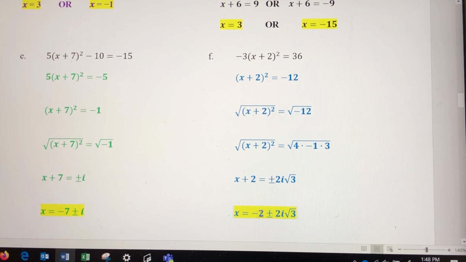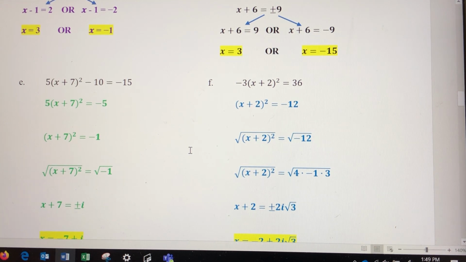Again, it's a lot harder to check these, but you could plug in negative 2 plus 2i radical 3 here, and you're going to get that it works in the equation. And then you could plug in negative 2 minus 2i radical 3 also in here for x. With a little bit of work, you would see that you get a negative 12 in here once you've squared that, so negative 3 times negative 12 would be that positive 36. So these are a little bit more complicated. On an SAT, you might see these answers broken into two: negative 7 plus i, and then negative 7 minus i. Here, negative 2 plus 2i radical 3, or negative 2 minus 2i radical 3. But that's how you solve a little bit more complicated quadratics using the square root method.